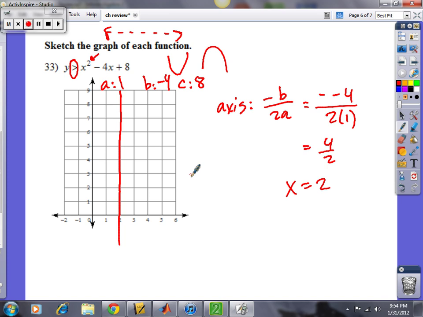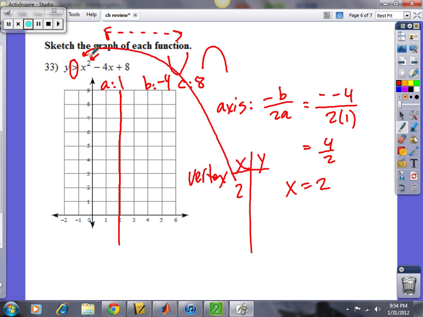Okay, the rest is pretty slick. Start with the vertex. Let's just make a table, x, y, and let's plug in some values. Let's definitely plug in 2, because my vertex is going to be on that line of symmetry. So when I plug in 2, just take it back to your function and drop it in place of x. So x squared, 2 times 2, that's 4. 4 times 2, that's 8. 4 minus 8 is -4. Plus 8 is 4. So if I go over 2, up 4, right there's my vertex.